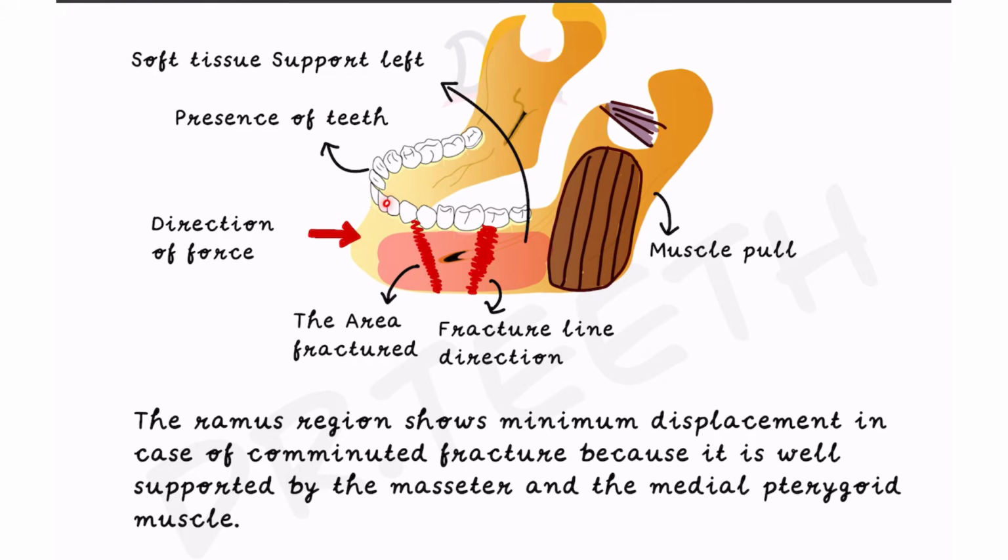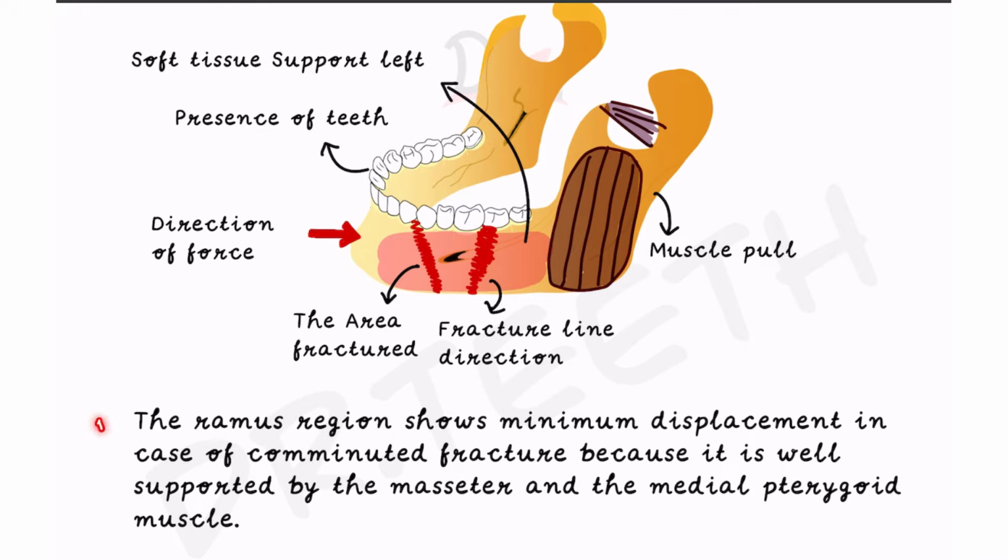Now let us suppose we have a fracture here and the teeth are also adjacent to it. Now when the patient bites, when these teeth come in occlusion, it will readjust itself because we have occlusion, right? Also, the soft tissue support left defines the displacement. For example, if we have soft tissues holding the fragments together, the displacement will be less.